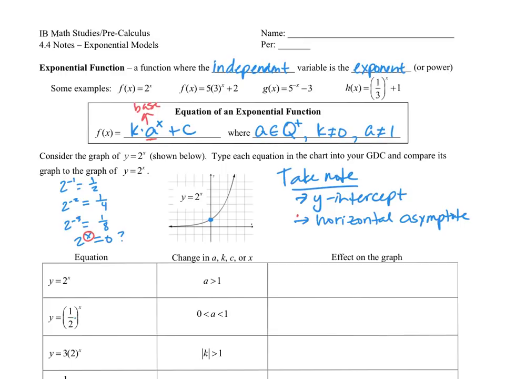So these exponential functions will always have a horizontal asymptote, and we'll use that horizontal asymptote along with the y-intercept and the general shape of an exponential function to sketch their graphs.